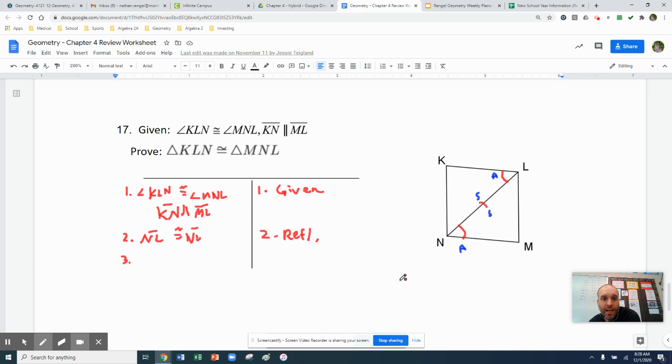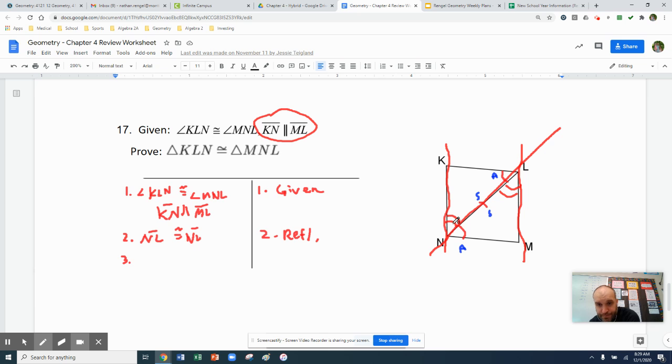Now here's where the parallel lines come in. So we have a parallel right here, KN. We have another parallel right here, ML. And then that reflexive side we just found, that's kind of acting as your transversal. So when you have that, you now have alternate interior angles. So that would be this angle right here, and then this angle right here are also going to be congruent. So alternate interior angles will be congruent when we have parallel lines. So whenever we see this type of given, parallel lines, that's right away going to mean that we have alternate interior angles in this problem.